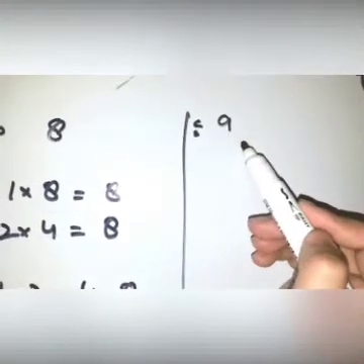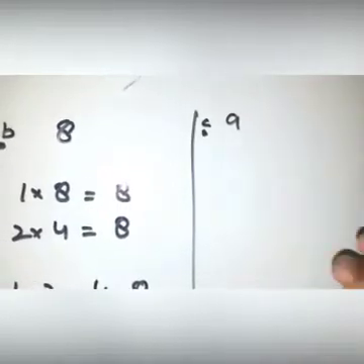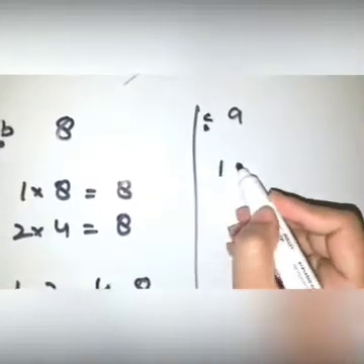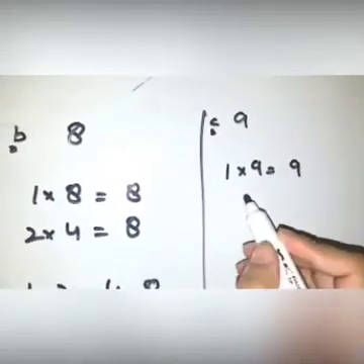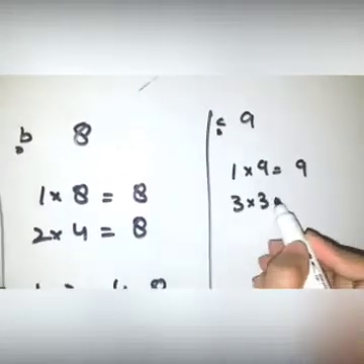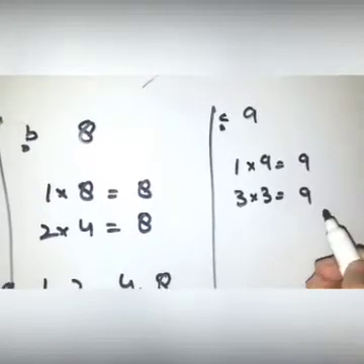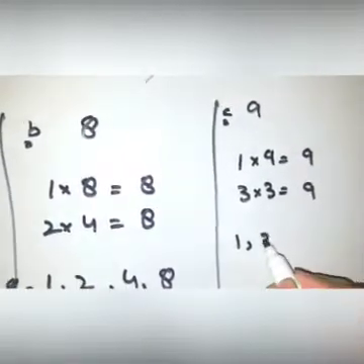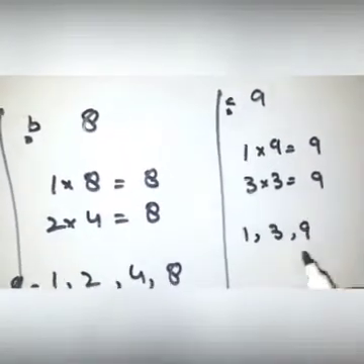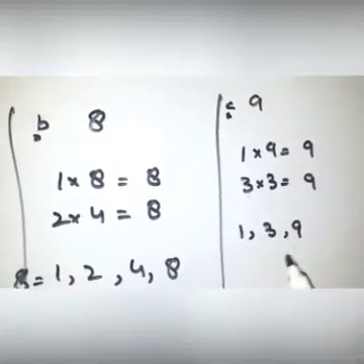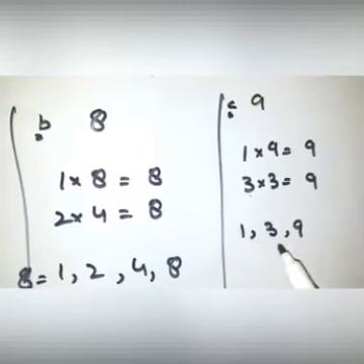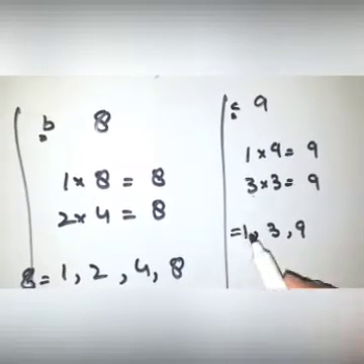Now you have the third part C, 9. So what are the factors of 9? 1 multiplied by 9 is equal to 9 and 3 multiplied by 3 is equal to 9. Those are the only factors of 9. So you will write the answer 1, 3 and 9. You will not write the 3 two times. You will write the 3 one time. 1, 3 and 9 are the factors of 9.